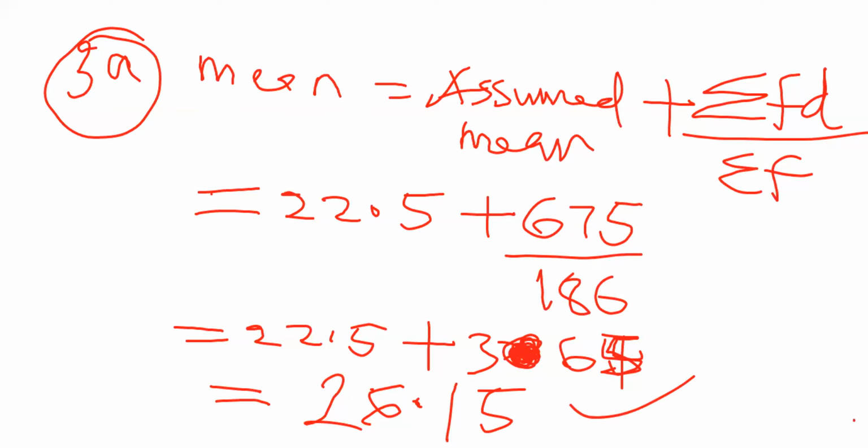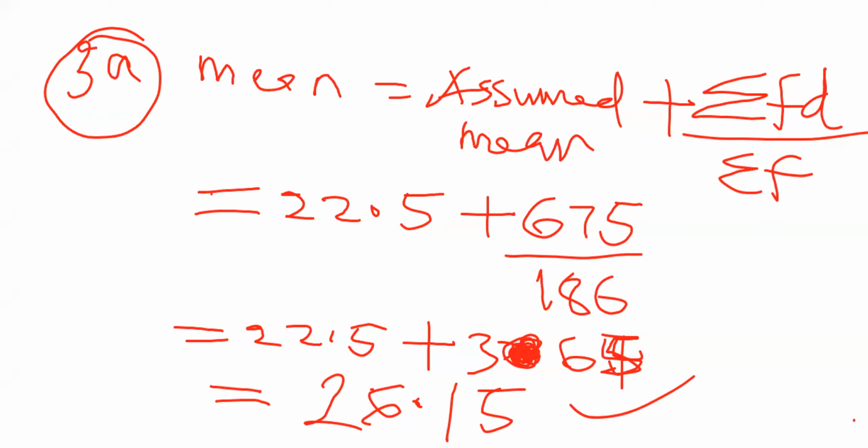The question says calculate the mean daily sales. So our question there, mean daily sales volume of the product is 26.15. That is the answer to that question. I don't know how they have a 3.65. The real answer is 3.63.